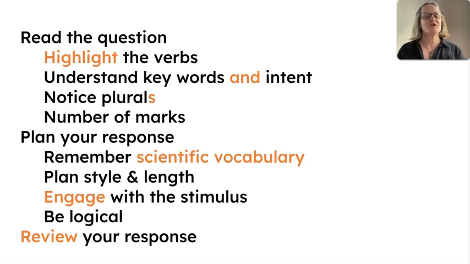And remember, when you've got an HSC question in front of you, make sure you read it properly. So highlight the key verbs, and then make sure you're understanding the science that's going on and the purpose of the question. Notice any plurals. You might have to do two things, not one thing, and the number of marks you're trying to attain. And that will help you in your response to use the right kind of scientific vocabulary.